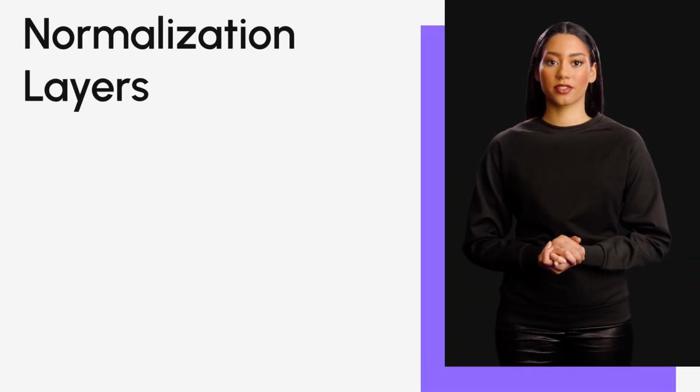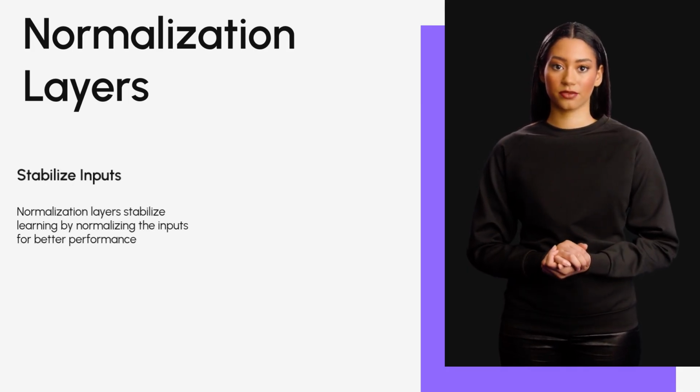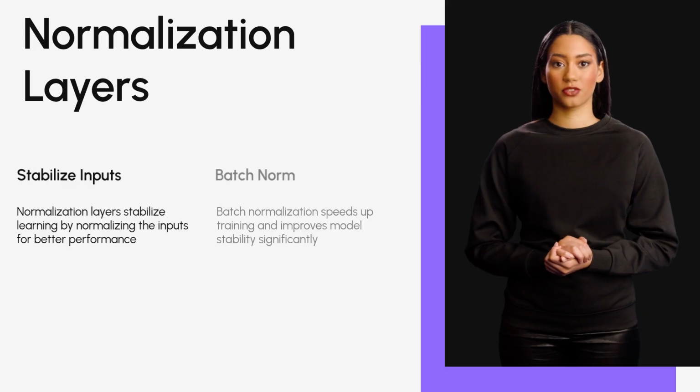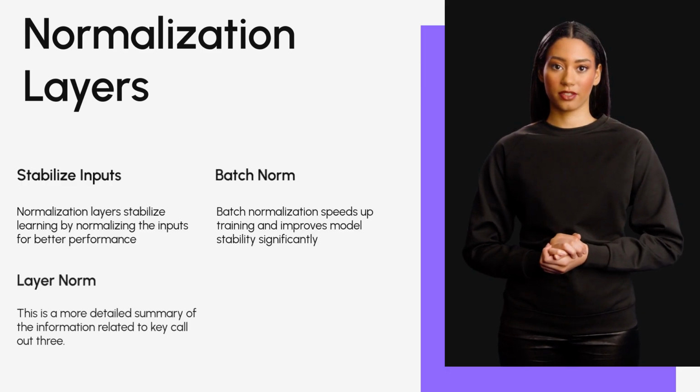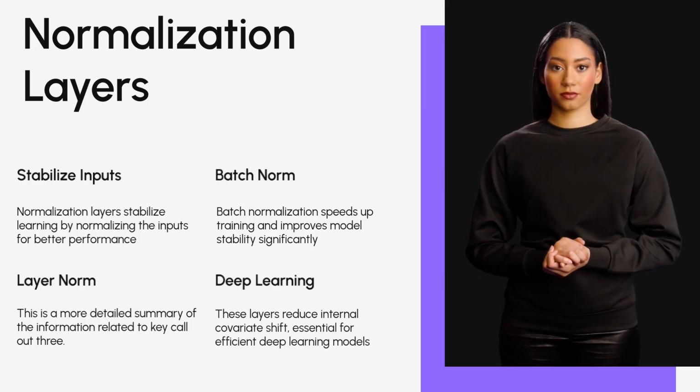Normalization layers stabilize learning by normalizing inputs. Batch normalization speeds up training and improves stability. Layer normalization is used in transformers for feature normalization. These layers reduce internal covariate shift. They are essential for efficient deep learning models.